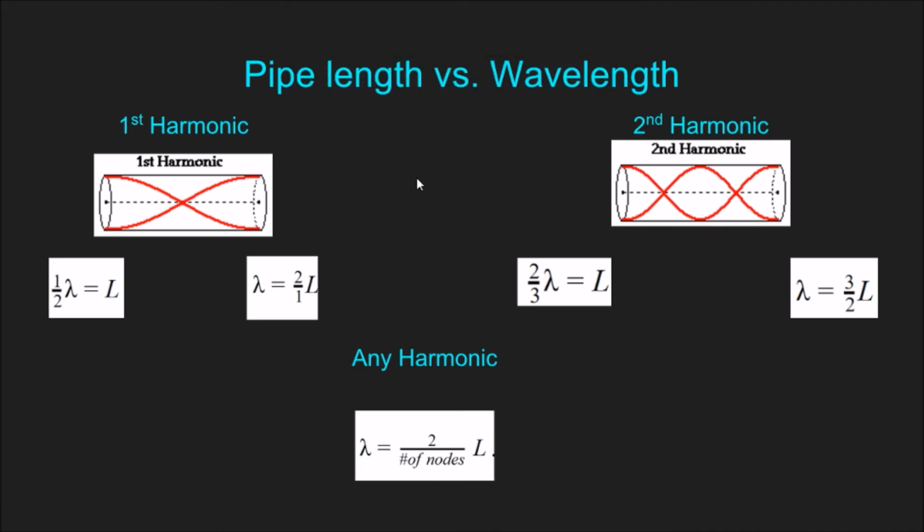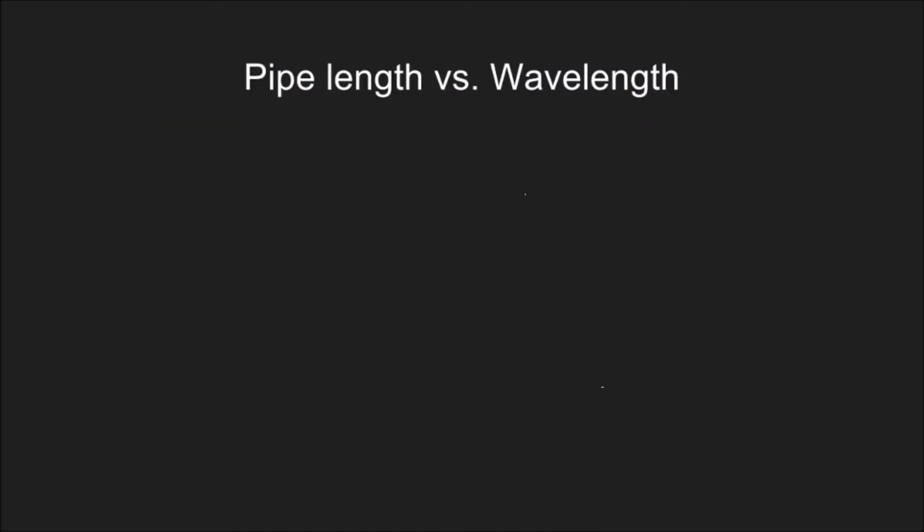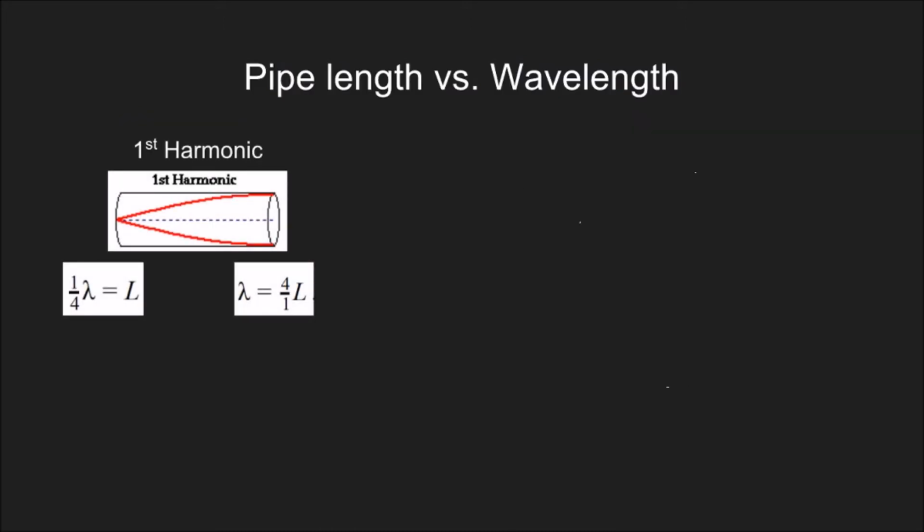In closed-ended air columns, the situation is a little bit different. In the first harmonic, the distance from node to antinode is a quarter of a wavelength. So that means that wavelength equals 4L. If we go to second harmonic, we will find that it does not exist. This is because if we add another quarter wavelength, we will not be able to hear the tone from the instrument. This is true for all even-numbered harmonics in a closed-ended air column.